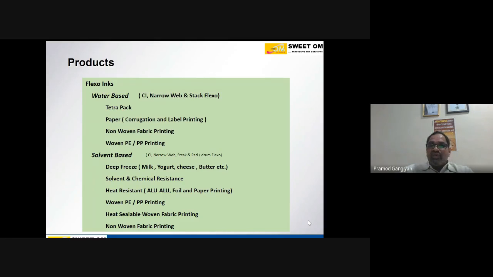Water-based coatings, like we have Tetra Paks. Have you seen that brick coat packing for milk, or maybe brick packing for some chaas, some yogurt, something like that, right? And some juices as well. Those are basically printed by flexible printing, and they have some water-based coating on top of it, which is very common for paper, corrugation, and label printing. Non-woven fabric industry. Now there is another segment.